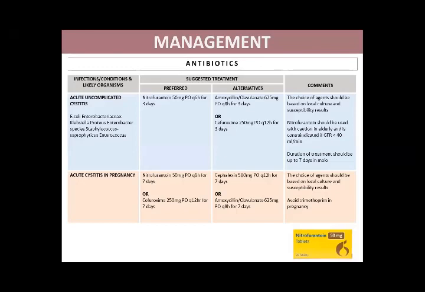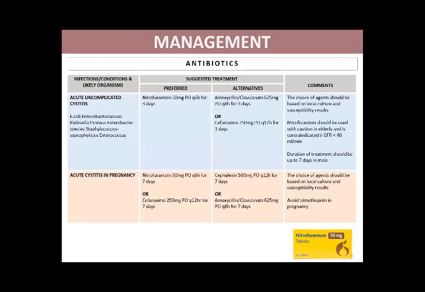So this is the common strategy to plan for E. coli, the most common cause of bacterial infection, and also Klebsiella, Proteus, Staphylococcus, and Enterococcus. The preferred suggested treatment is nitrofurantoin 50 mg 6 hourly for 3 days. The alternatives are amoxicillin, clavulanic acid, or cefuroxime.